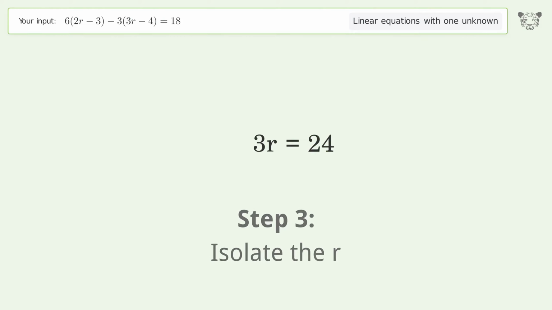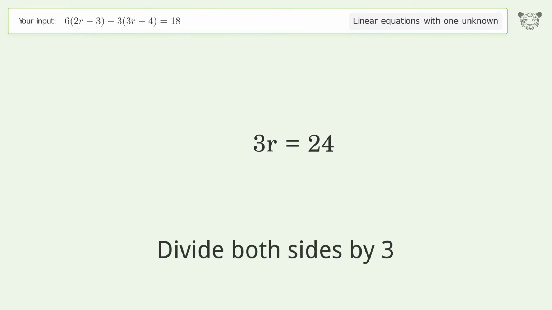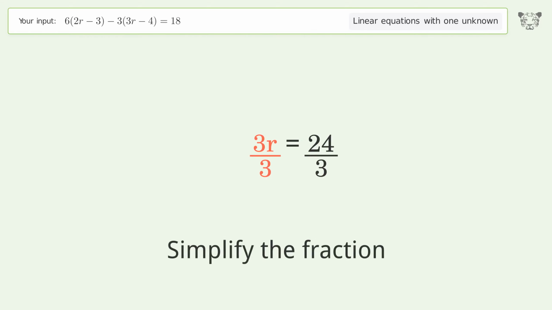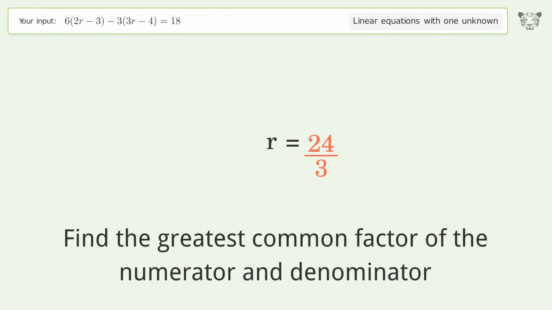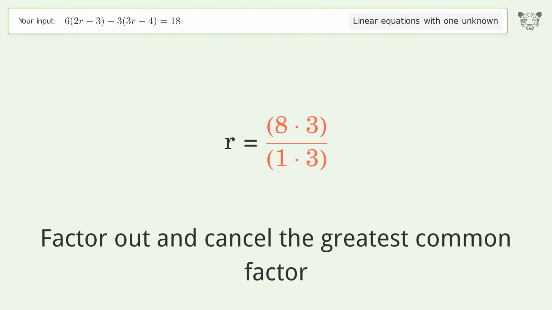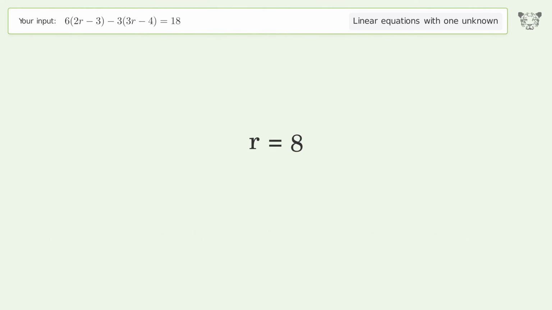Isolate the r. Divide both sides by 3. Simplify the fraction. Find the greatest common factor of the numerator and denominator. Factor out and cancel the greatest common factor. And so the final result is r equals 8.